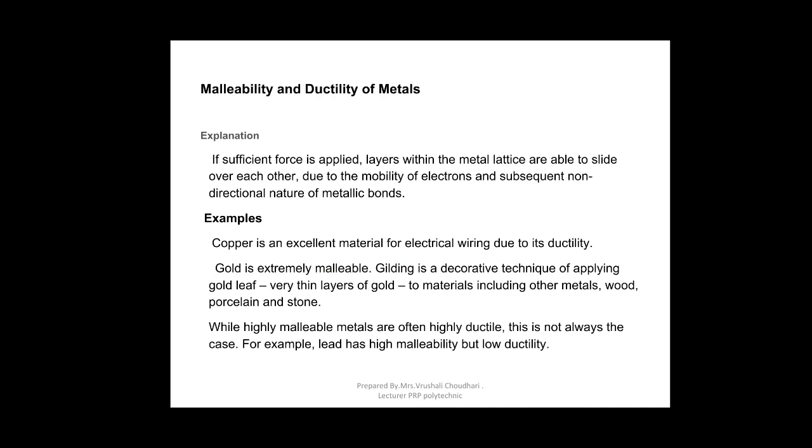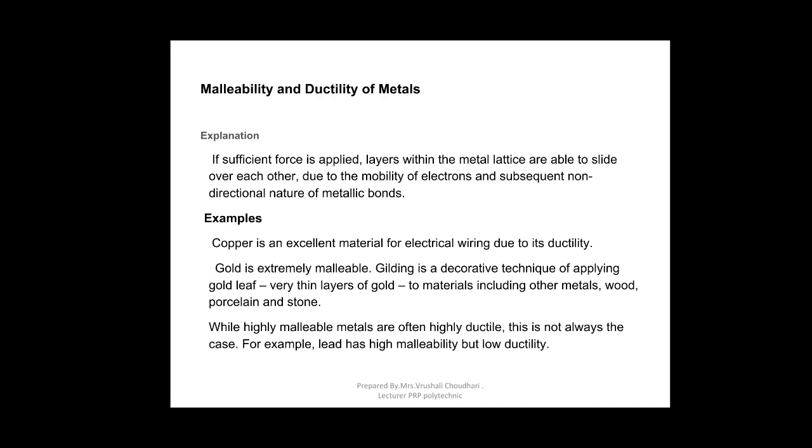When we are applying force, layers within the metal lattice are able to slide over each other, due to the mobility of electrons and the subsequent non-directional nature of the metallic bonds. Metallic bond is non-directional. Like copper, it has excellent malleability and ductility. Therefore, we are using copper for making wires.